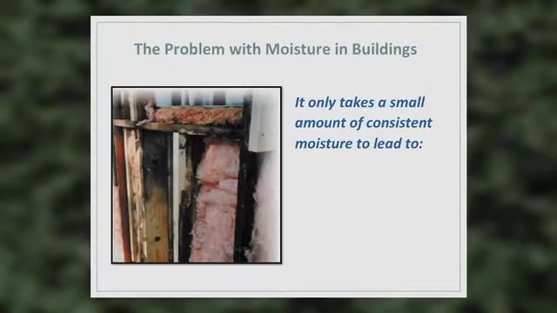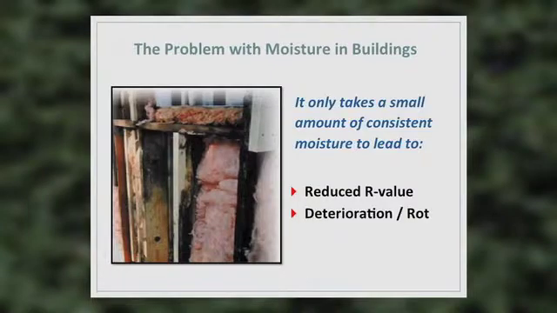It really only takes a small amount of consistent moisture to cause a problem. Insulation also has reduced R values when it gets wet. This is particularly a problem with cellulose, which is really just chopped up newspaper. And we all know what happens when paper gets wet. It turns into paper mache, but it will hold a lot of water. So a roof leak into an attic that has cellulose in it can easily take out a ceiling. We get deterioration and rot. We also get mold and mildew.